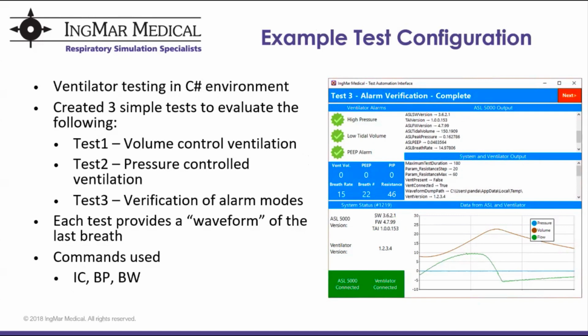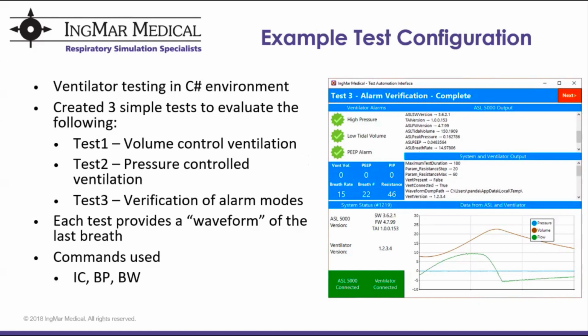The first 2 tests are simply comparing the ASL's output with that of the ventilator's output. Test 1 runs 5 breaths in volume control mode, then produces a waveform. Test 2 runs 5 breaths in pressure control mode, then produces a waveform. And the third test is geared at triggering and validating alarms from the ventilator.